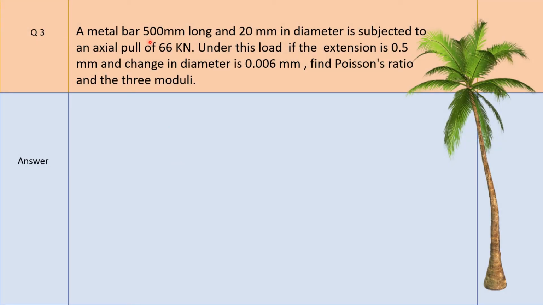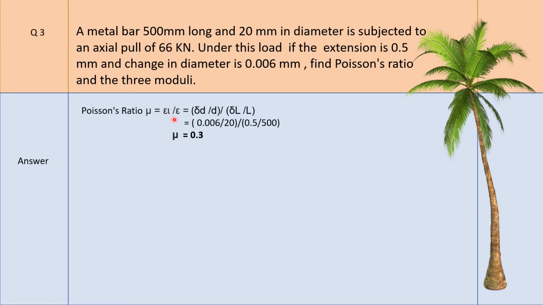A metal bar 500 mm long and 20 mm in diameter is subjected to an axial pull of 66 kN. Under this load, the extension is 0.5 mm and the change in diameter is 0.06 mm. Find Poisson's ratio and the 3 moduli. Now let us first calculate the Poisson's ratio.